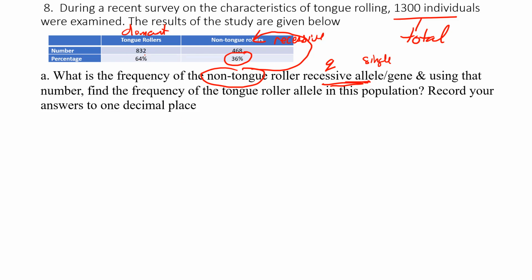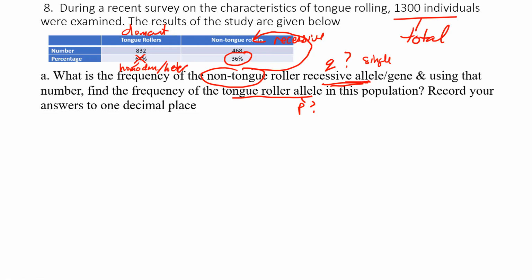36%. We can't use this 64% because if you can roll your tongue, you might be homozygous dominant, right? Or you might be heterozygous. So because we can't differentiate between the p squared and the 2pq guys, we can't use that 64%. We're going to use this 36. So they want to know what q is, right? So that's q, and using that number, find the dominant allele, the one for tongue rolling allele. So that's p, and that's what they're asking for.